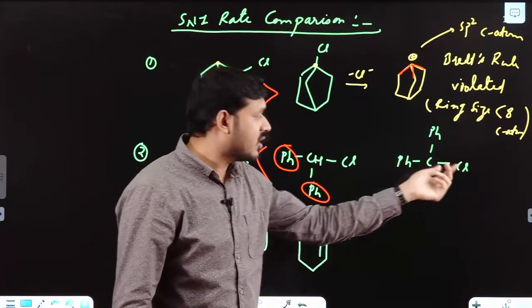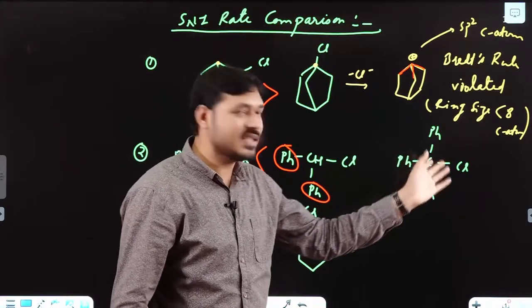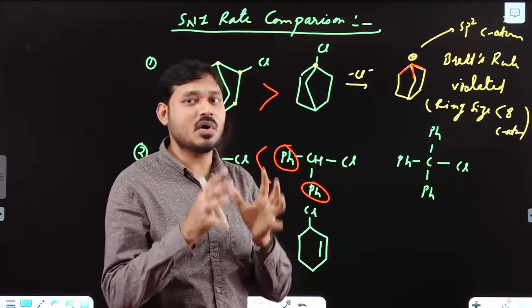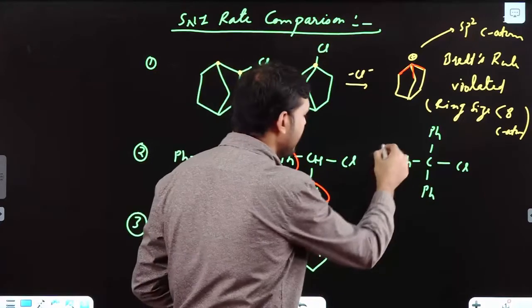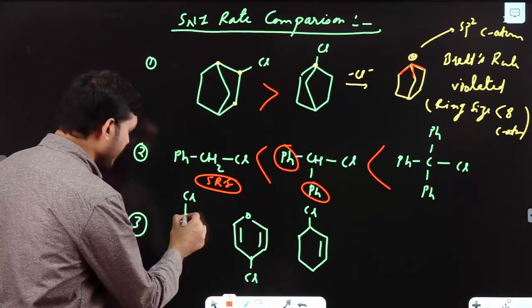Why? Because this Cl, Ph, all four bulky groups. So once Cl is removed, the strain in the compound will be decreased. Okay, so it is having a very, very high rate of SN1 reaction. Clear? Now check this one.